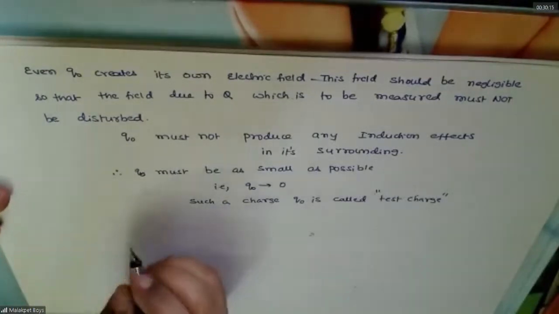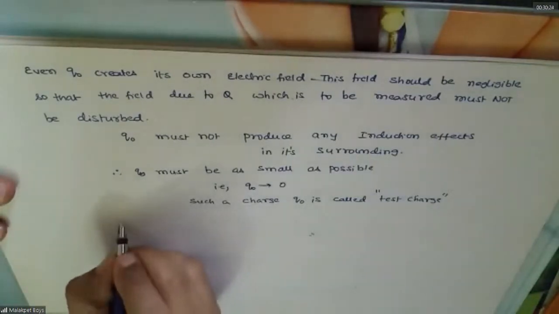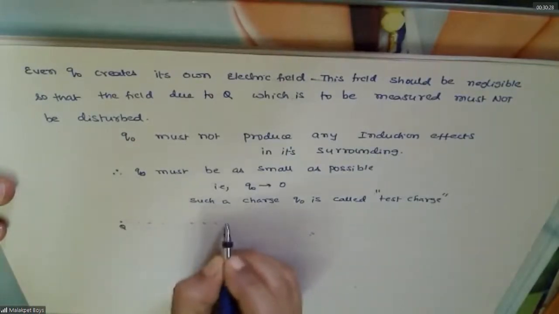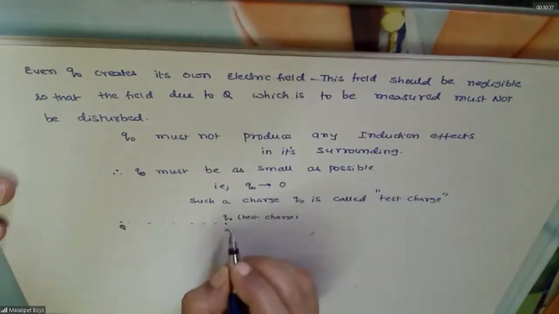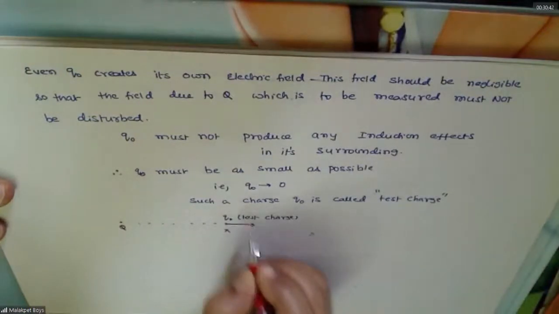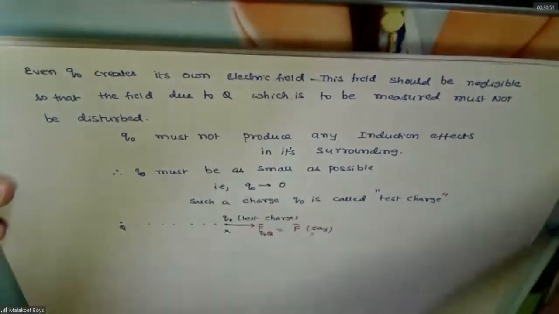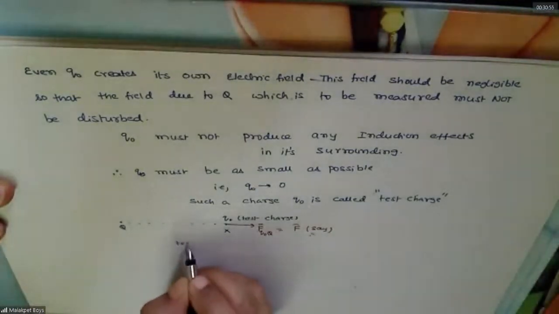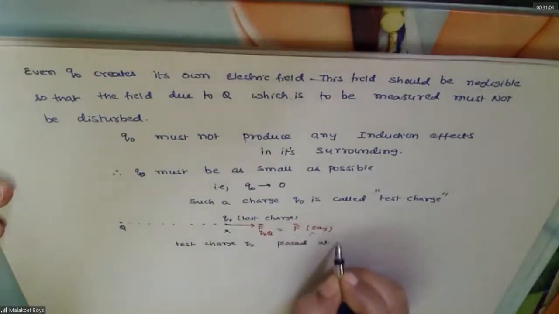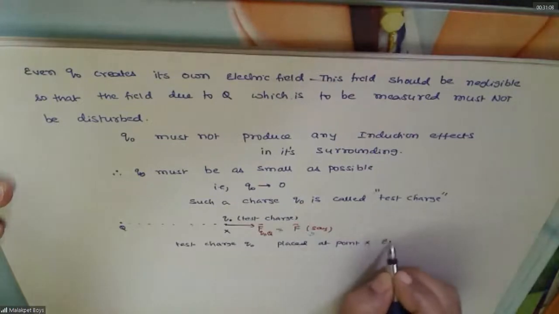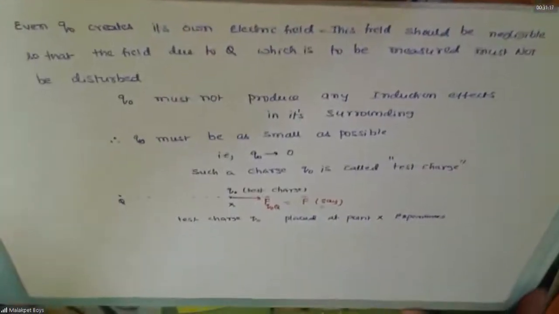So we can say that this is Q, and I am placing a test charge Q naught here at a point X. You can see it experiences a force on Q naught due to Q. So that is some F. The test charge Q naught placed there experiences force F.